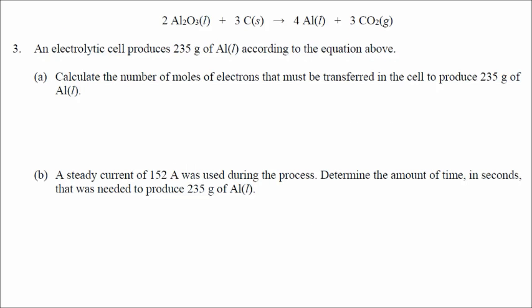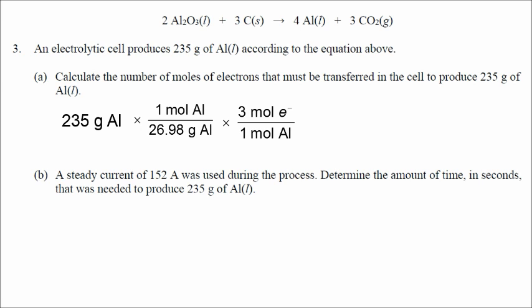All right, number 3, we're going to do electrolysis. We start with aluminum oxide, and then we end with aluminum. So we have to calculate the number of moles of electrons that must be transferred to generate 235 grams of aluminum. Let's first convert grams of aluminum into moles. Let's convert moles of aluminum into moles of electrons. So based on the charge, that would be 3 moles of electrons, since aluminum has a charge of +3. So the correct answer for part A is 26.1 moles of electrons.